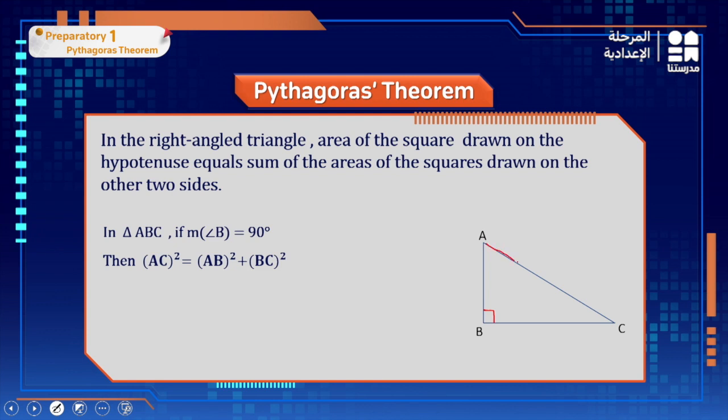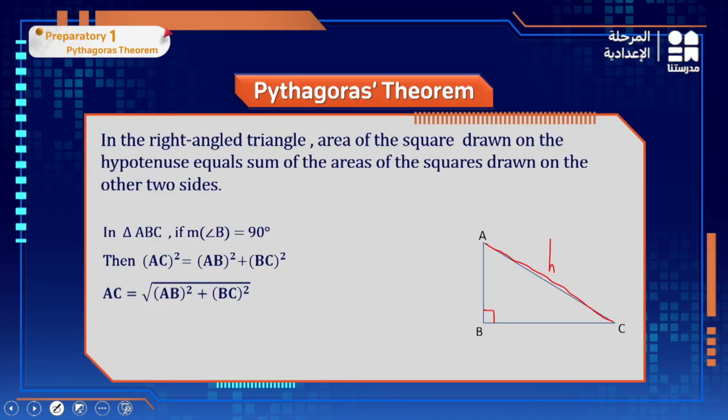AC squared, which is called hypotenuse, equals AB squared plus BC squared. So the hypotenuse squared equals AB squared plus BC squared. And then to get AC, we have to take the square root of them. So AC is equal to the square root of AB squared plus BC squared. And the AC is called hypotenuse.